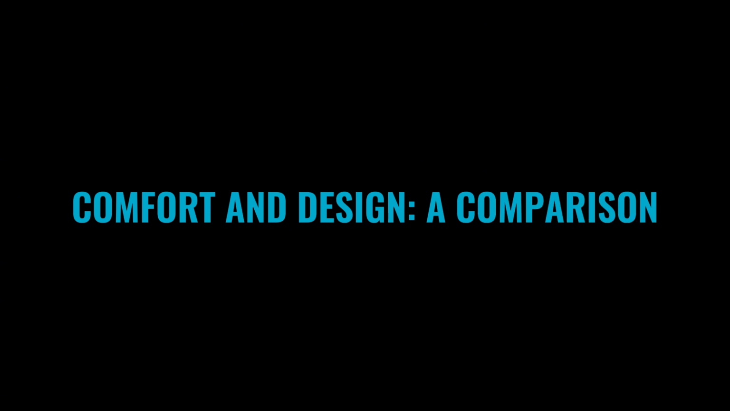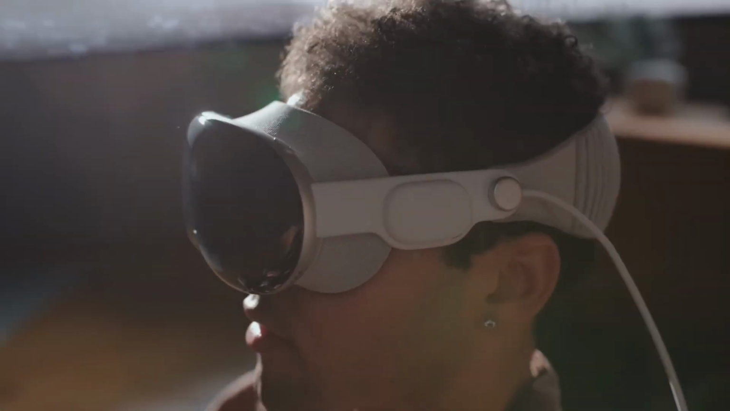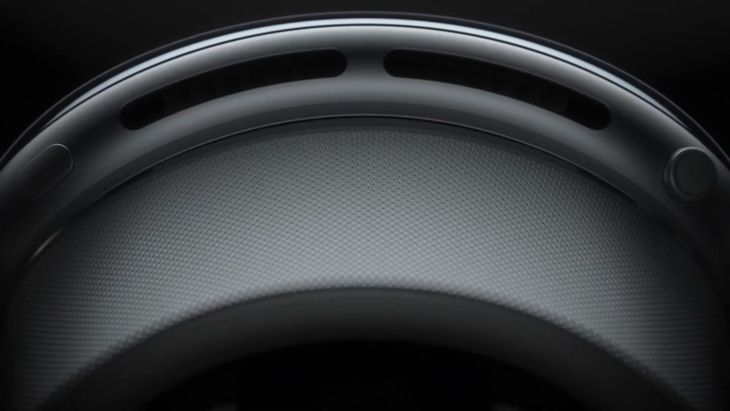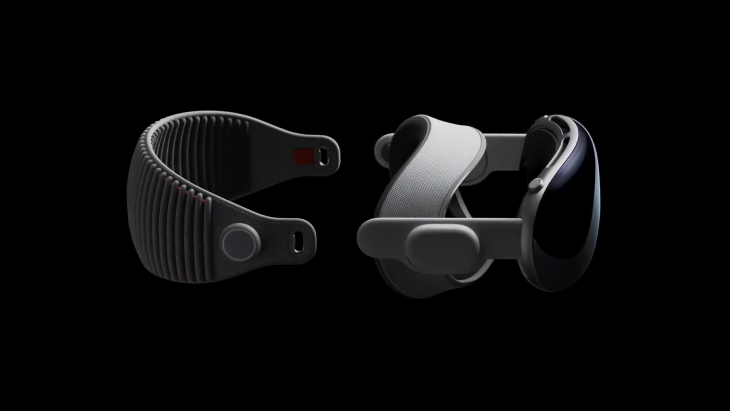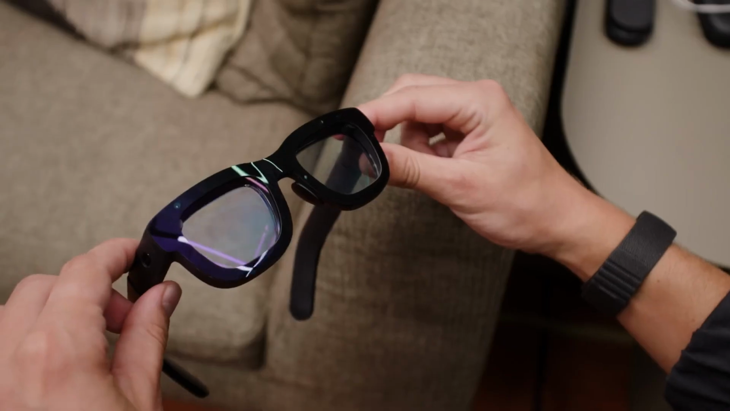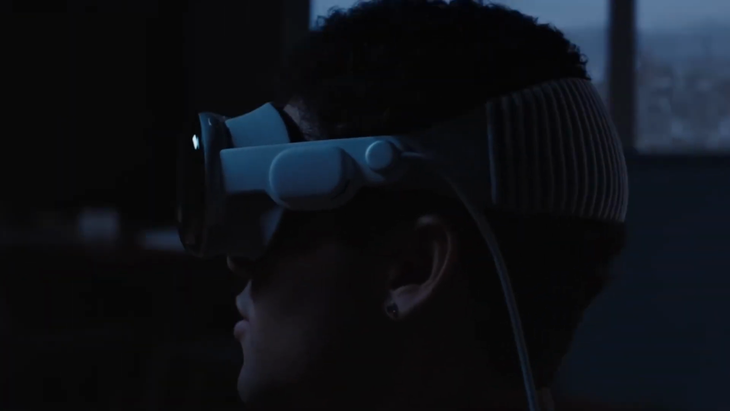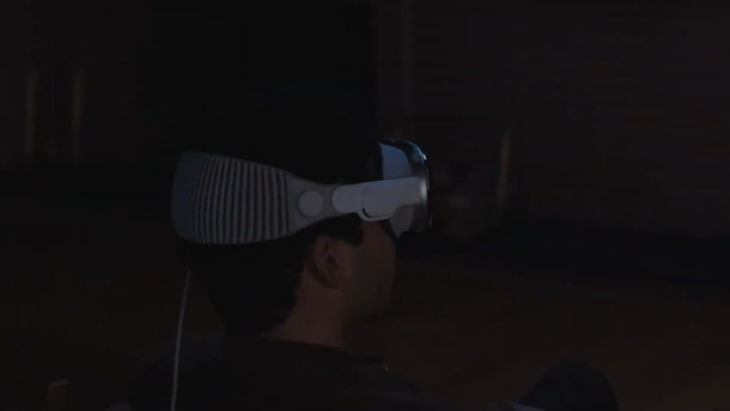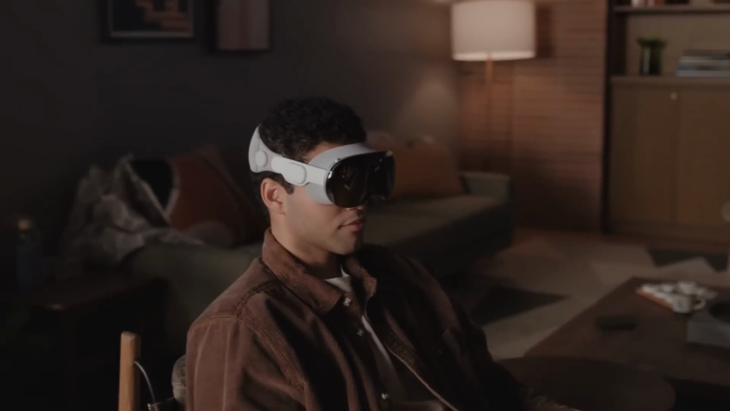Comfort and design, a comparison. Let's kick off this comparison with the exterior of the two. Which one has a better and more comfortable design? In this regard, Orion might be the clear winner. Vision Pro has a very bulky design because it's not a pair of glasses, but rather it's a complete headset.